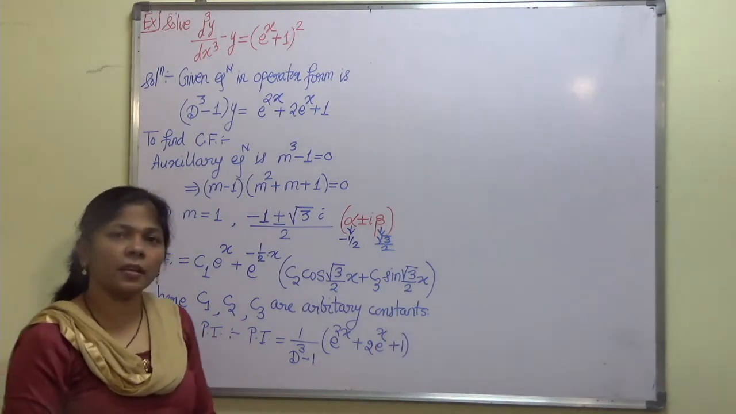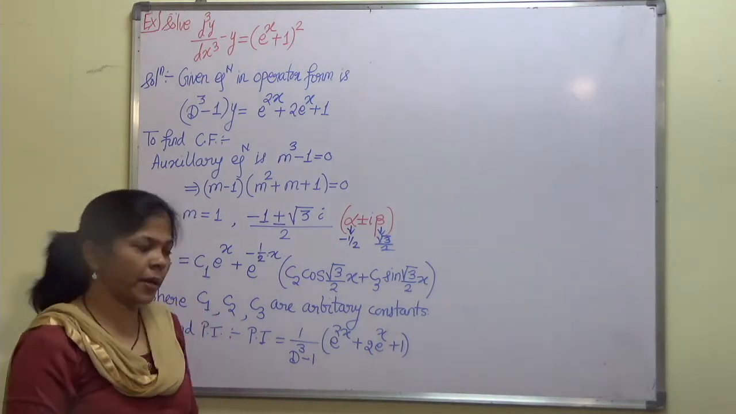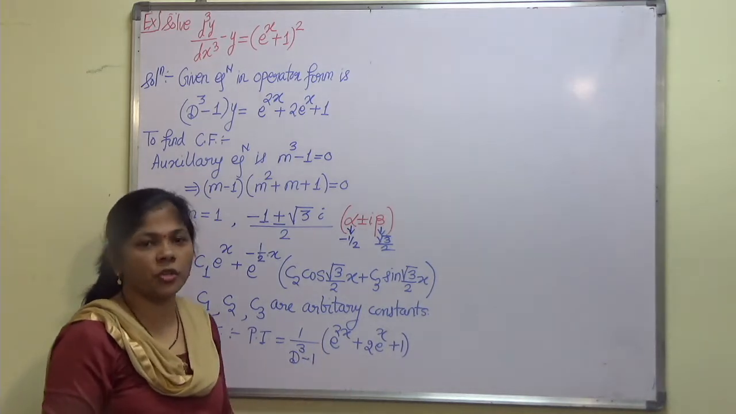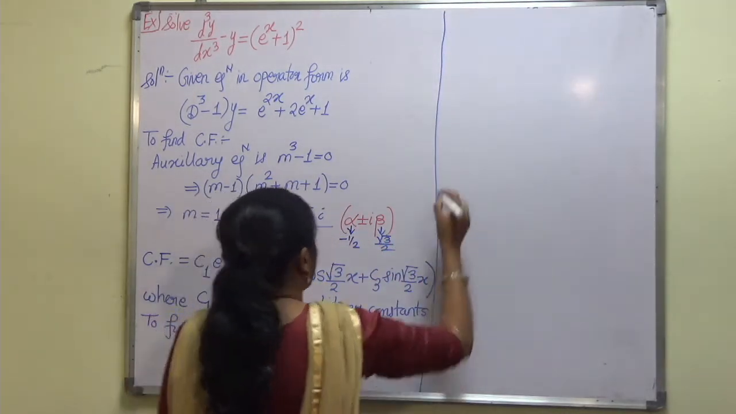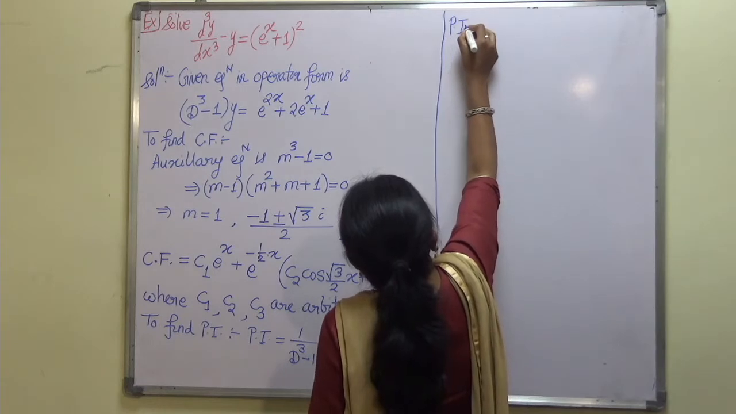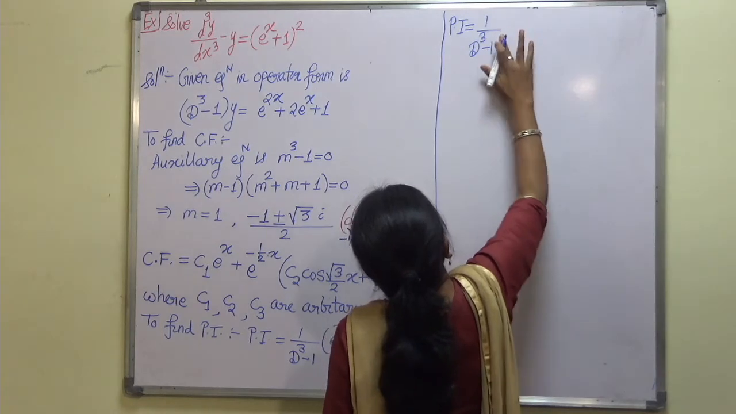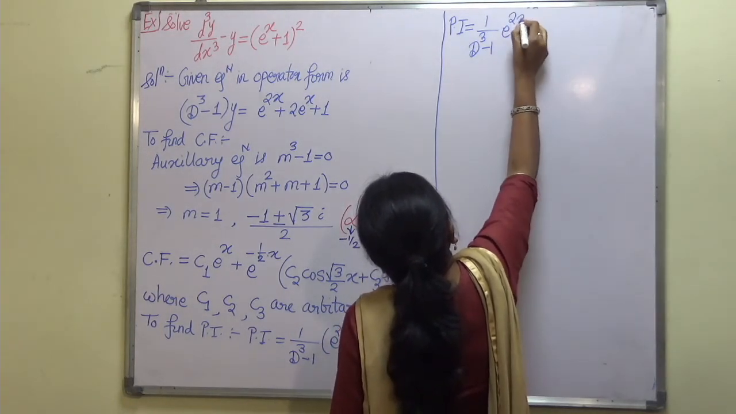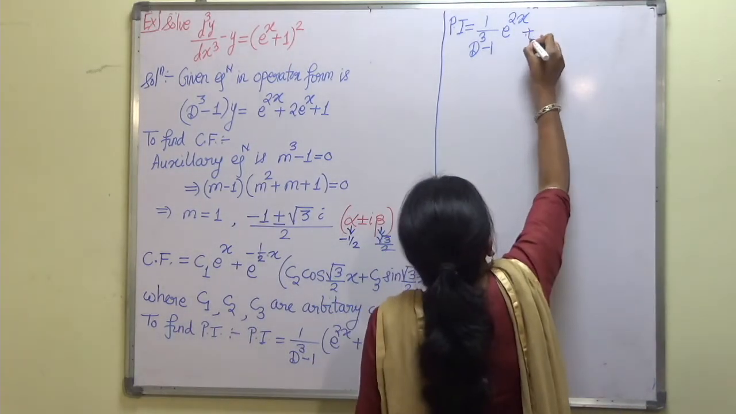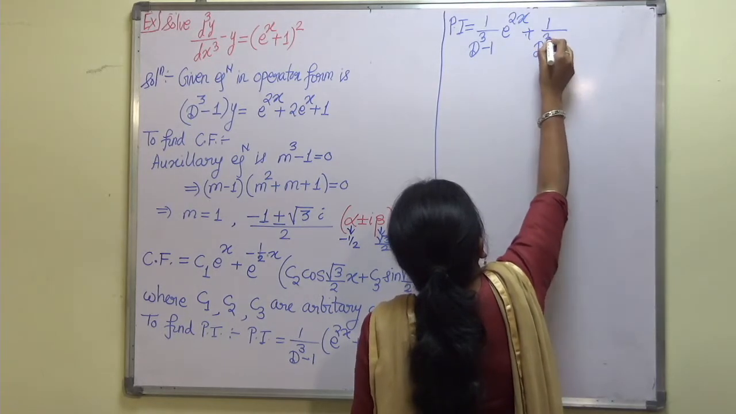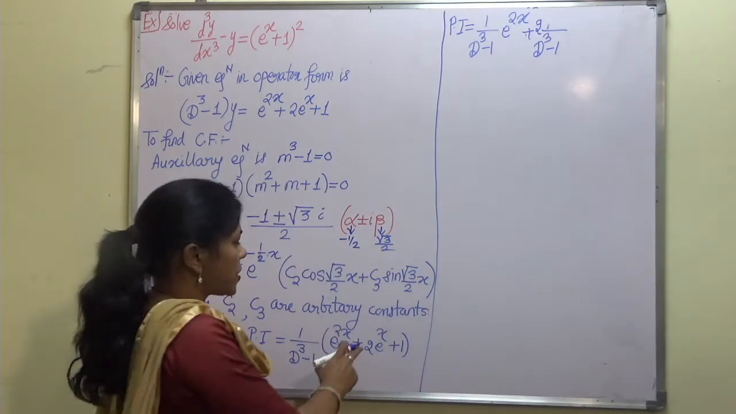So as we find here, we have 3 different terms on the right hand side. That's why we will operate this operator one by one on each term. So what we have, the particular integral is equal to 1/(D³ − 1) operating on e^(2x), then plus 1/(D³ − 1) operating on 2e^x, out of which 2 is a constant. 2 is a constant, take it outside.